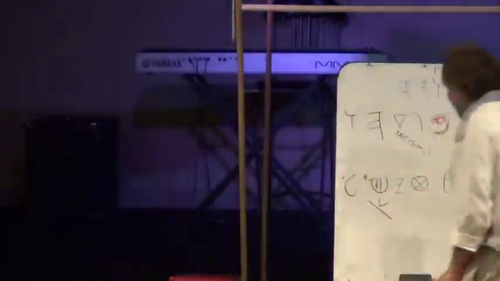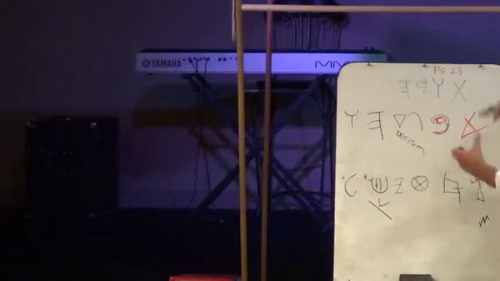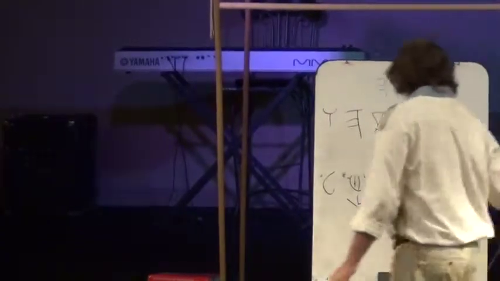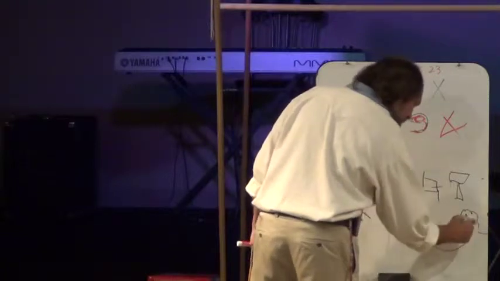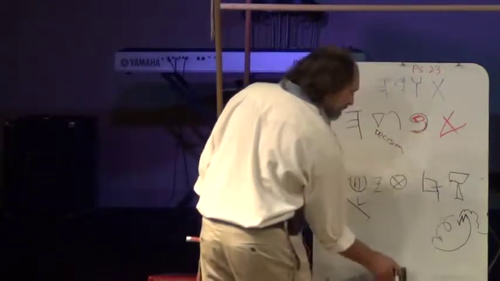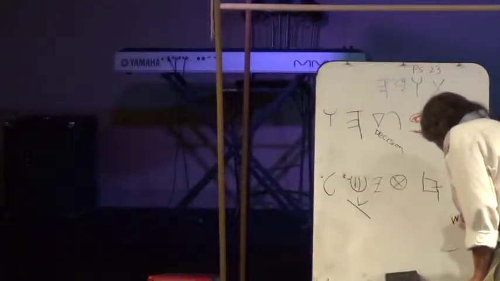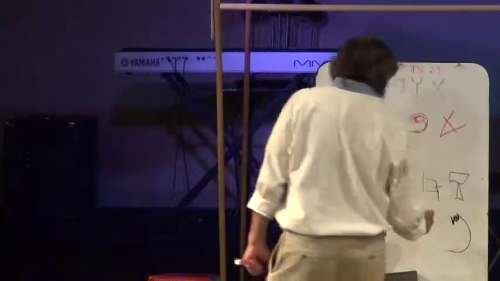Mem, picture a wave. You've got the turbulent top of the wave, and then you've got the underside of the wave, kind of curving under, right? Picture a wave crashing down. So Mem is literally the zigzag here and then a curve like that.